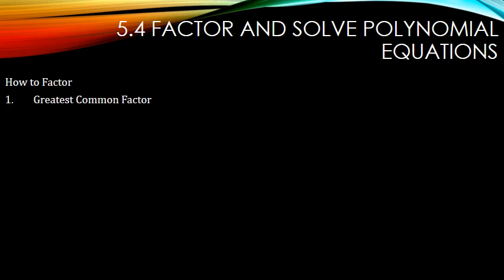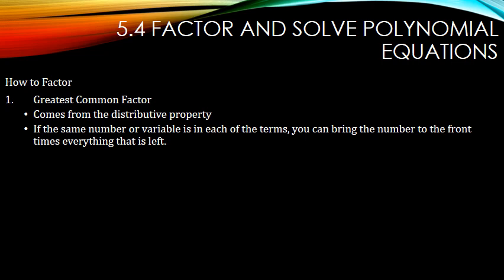How to factor. First of all, factor out the greatest common factor. This comes from the distributive property. You're going to undistribute something. If the same number or variables are in each of the terms, you can bring the number to the front times everything that is left. For example, let's factor this one.